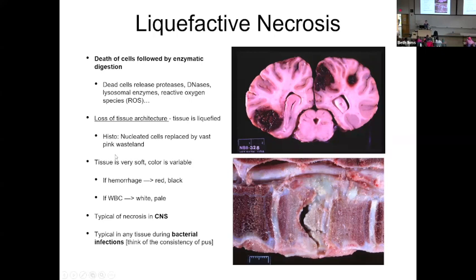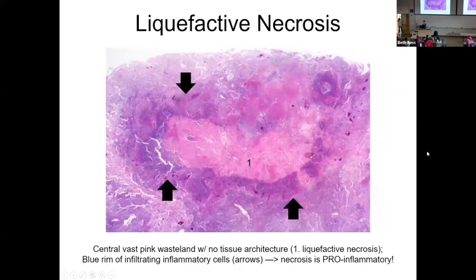Again, it's necrosis, so the color is variable. It depends what's going on around it. If there's hemorrhage, it's going to be red or dark red to black. If it's got white cells in it, it's going to be white, pale. Think of the consistency of pus. This is also the type of necrosis we see when we have bacterial infection in tissue, because neutrophils are also little bags of digestive enzymes. They come in there and barf in the tissue and it liquefies everything around. They're like little kamikaze barfers.